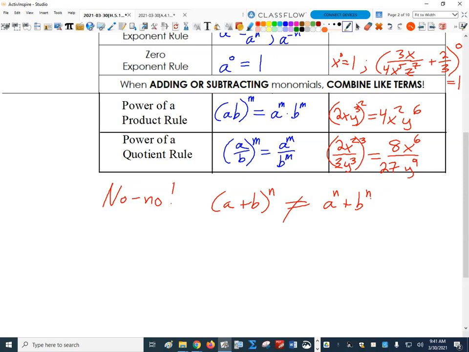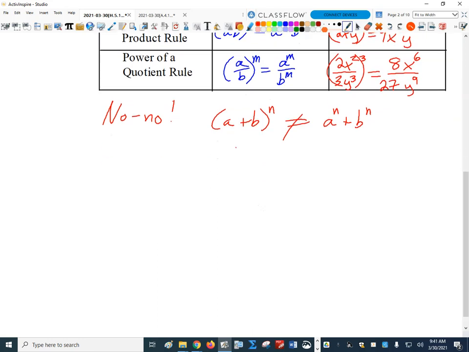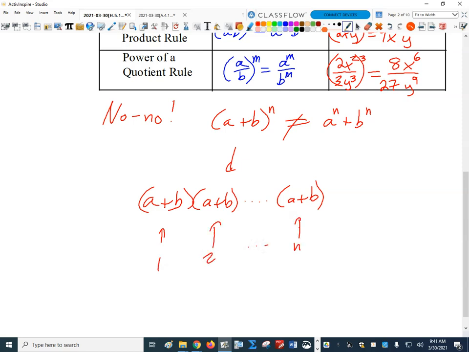And so what that really looks like is a plus b times a plus b times a plus b. And if I were to number these, this would be the first, that would be the second, that would be the nth product. So that's actually very complicated, right? A plus b to the n is a lot of work. It's a lot of work to figure out what that is because I've got to do a lot of multiplying.